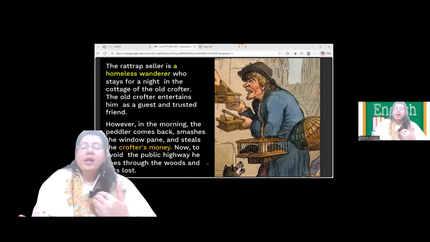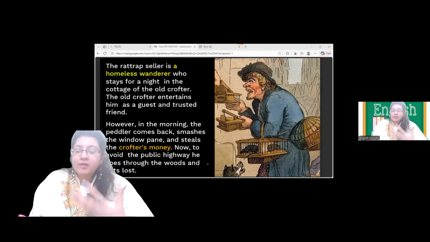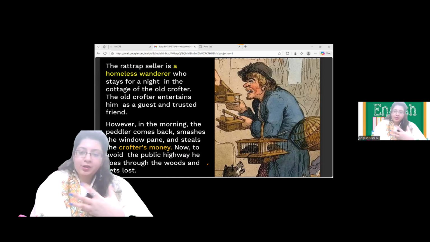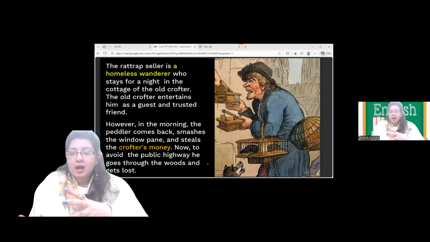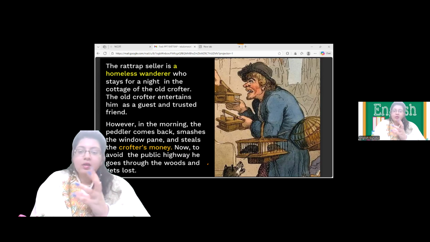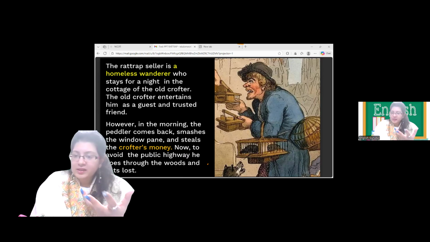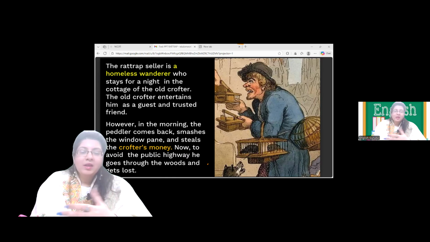The old crofter entertains him as a guest and trusted friend. Now, as I've explained in my previous session, I'll just reiterate the main points: the Rattrap seller used to enjoy thinking ill about other people falling into the rat trap that the world has carved out for them, and he used to have this kind of innate pleasure, right? Or we can say he was a sadist, right? Why? Because he used to derive pleasure out of thinking ill.